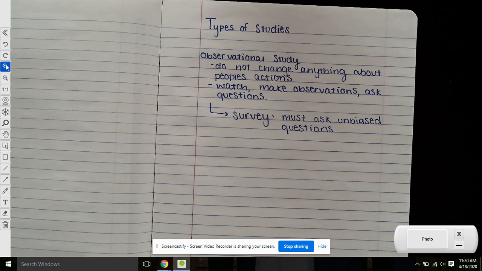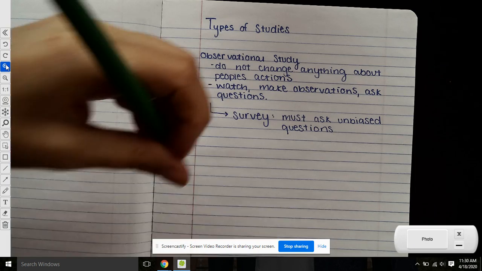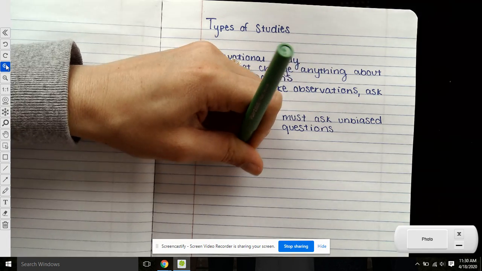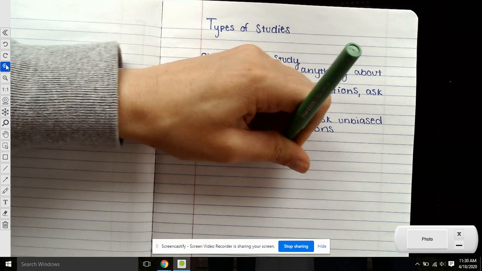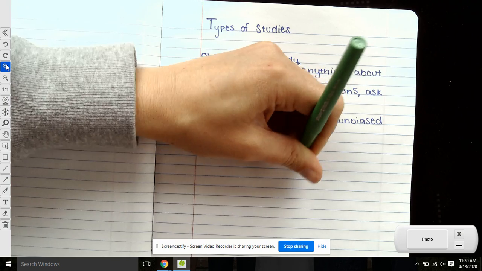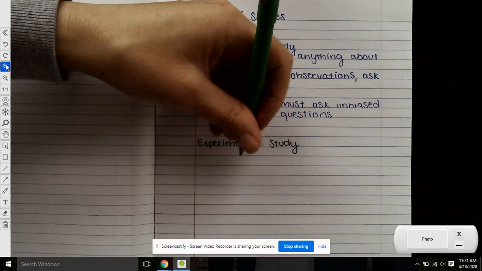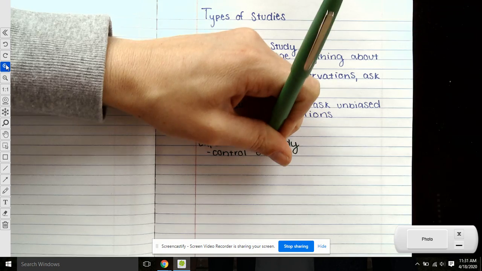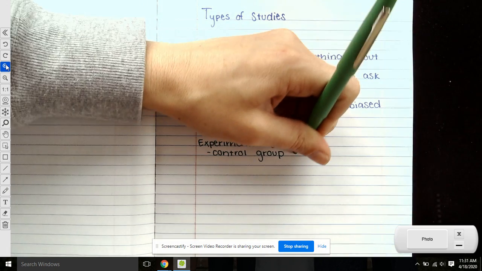So you have a survey, and then the other type of study that you learned from that video is your randomized experiment. So you have your experimental study. So this one I wanted to talk a little bit more about because you will have different vocab within this experimental study. So for one, you always have a control group and you have an experimental group.